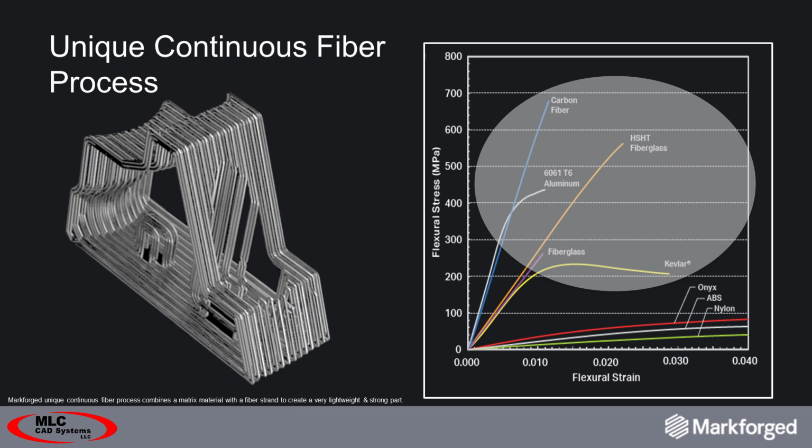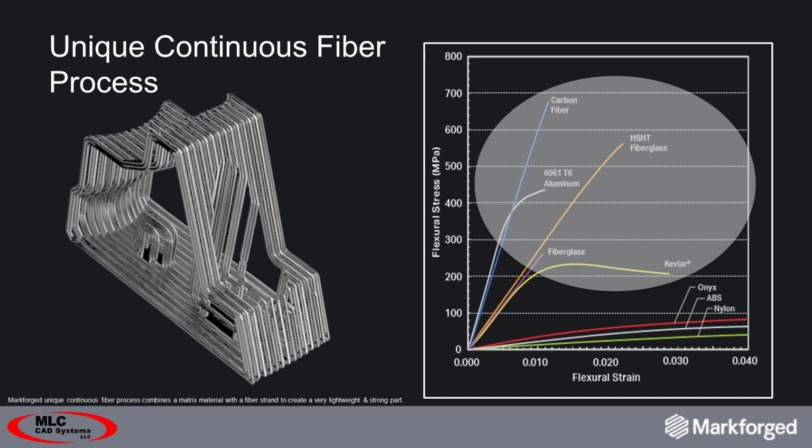So Markforged technology has the ability to integrate 4 different continuous fibers, and each of those fibers has a unique value proposition to help solve your problem. So when we talk about required capabilities, you may want to be thinking about, is strength important to me? For example, when leveraging our unique continuous fiber process in carbon fiber, you print parts that exceed the strength of 6061 T6 aluminum.